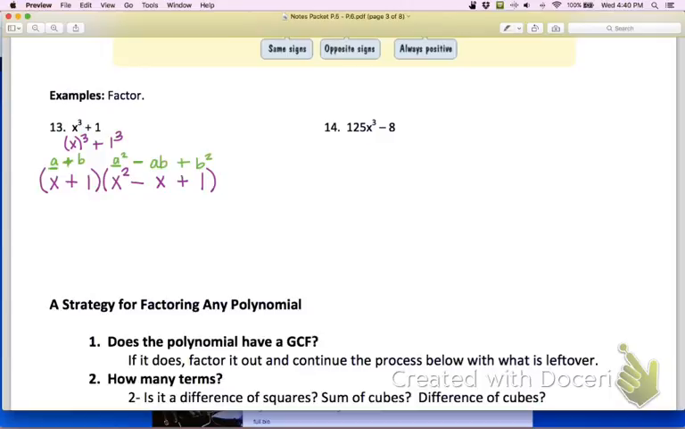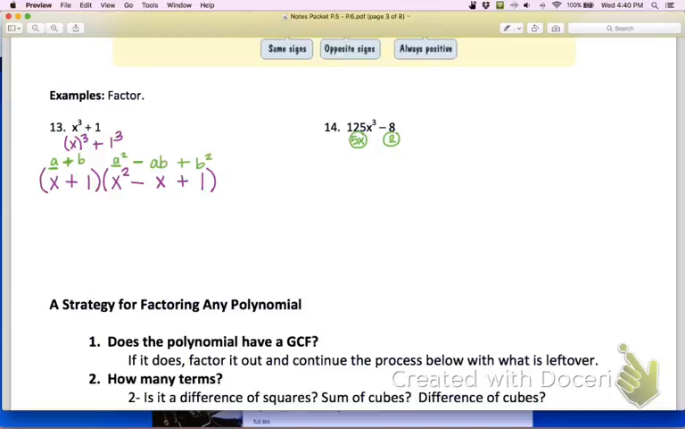Let's look at number 14. 125x to the third minus 8. First, I notice I have 2 terms, and this has a cubed on it, so that is sort of my clue that I should probably check to see if 8 and 125 are perfect cubes. And they both are. This is 5x to the third, and this is 2 to the third.